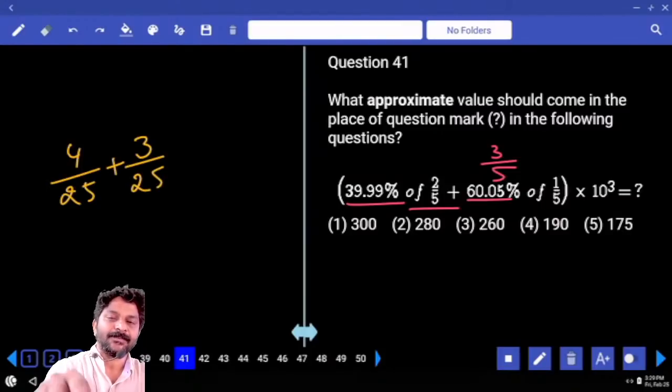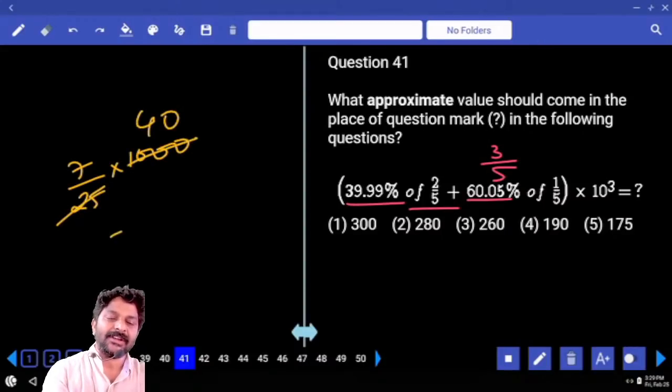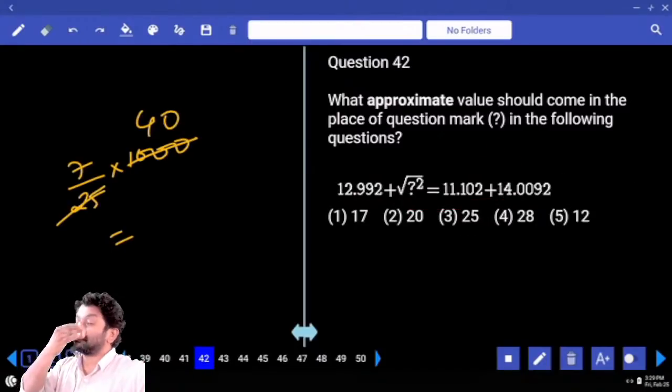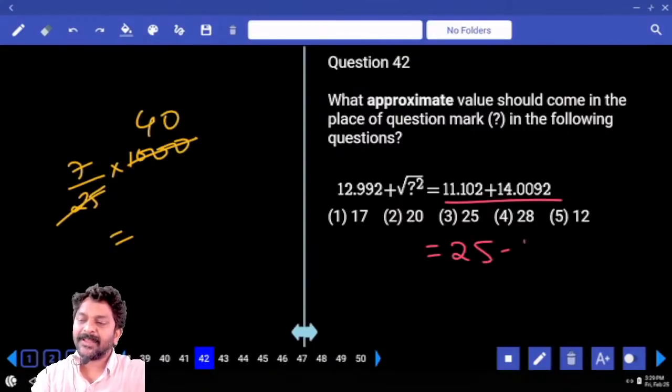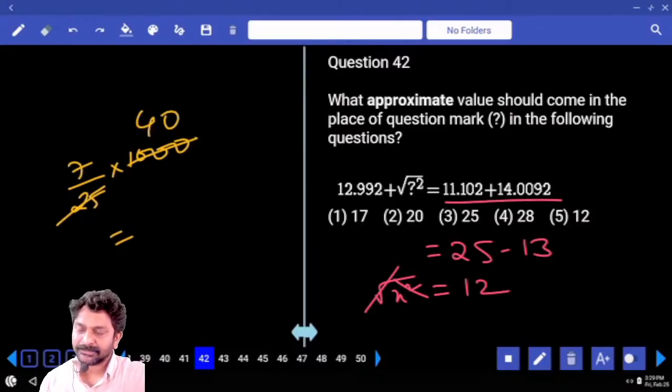So the sum of these two is 7 by 25 into 10 cube, that is 1000. How many times? 40 into 7? So 12.99. Can we write it as 13? Right hand side, when you add both the numbers, that is equal to 25. From that 13 is subtracted, so you get 12. Correct? Root x square is equal to 12. Under root and square get cancelled, right? Then x is equal to 12.